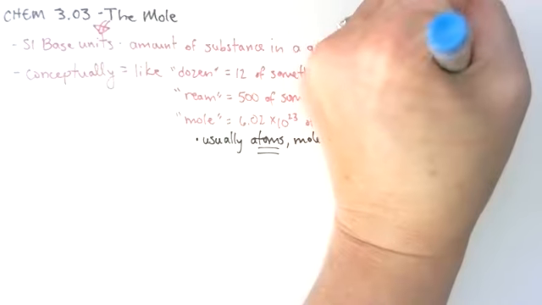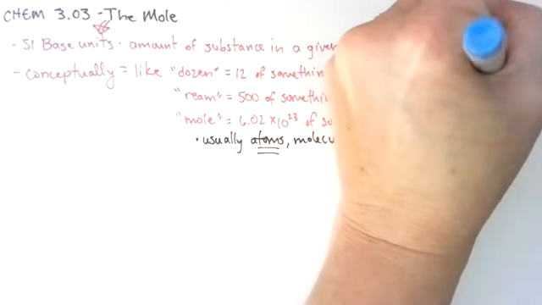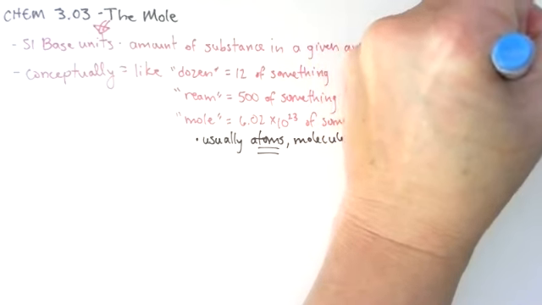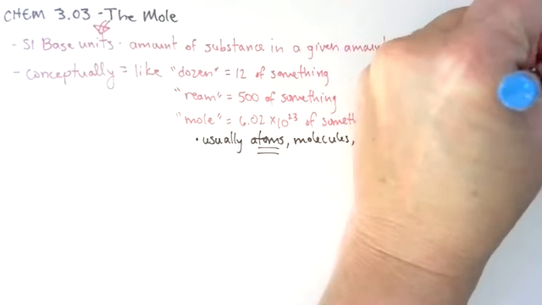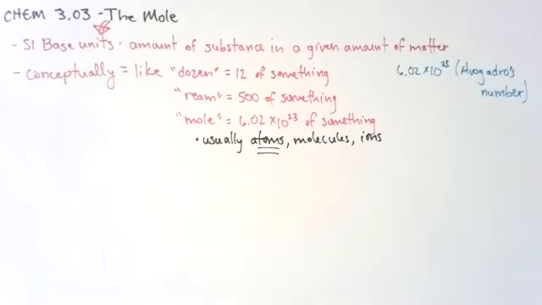This value, 6.02 times 10 to the 23rd, has a special name. It's called Avogadro's number. It wasn't discovered by Avogadro. It was discovered by someone else, and they named it for Avogadro because he had done a lot of work in determining how many particles were in a gas. And so in his honor, they named it.